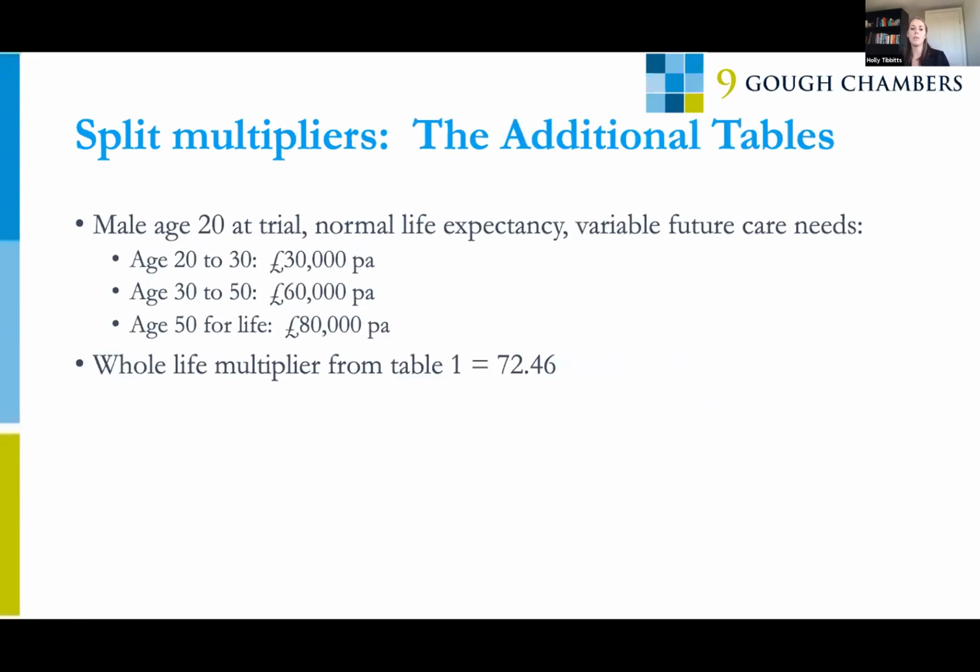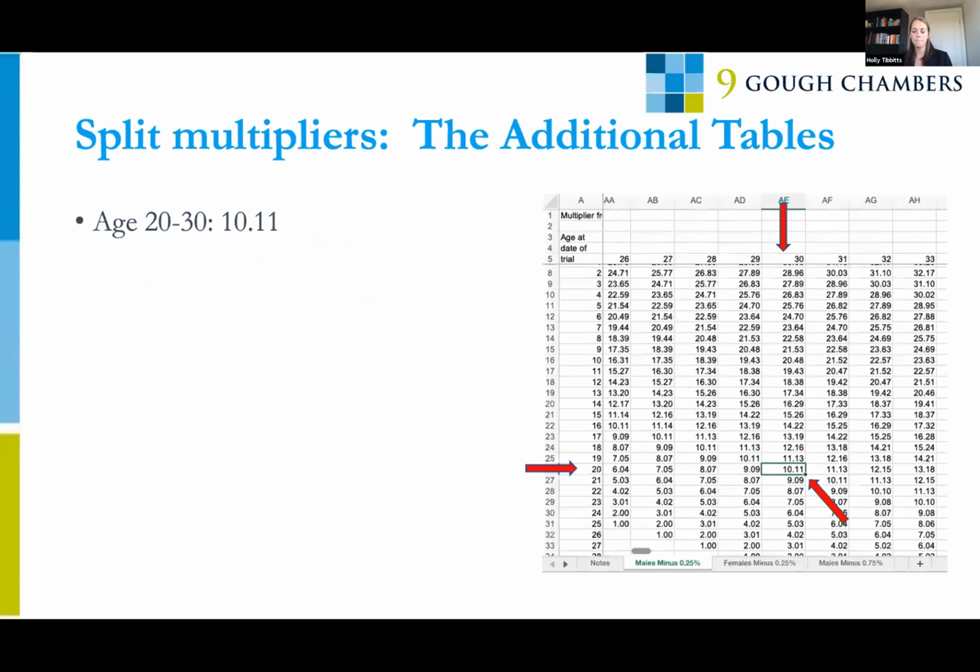Let's take the example of a male who is 20 years old at trial, has a normal life expectancy and variable future care needs, so that between ages of 20 and 30 he'll need £30,000 of care per year. Between 30 and 50 that goes up to £60,000, and then from 50 onwards it is £80,000 per year. We can see from table 1 that the life multiplier in those circumstances is 72.46.